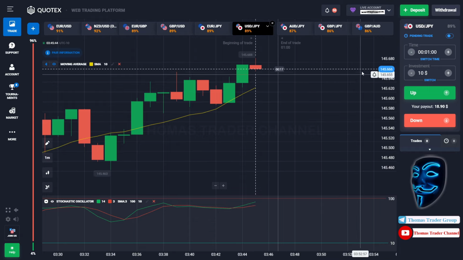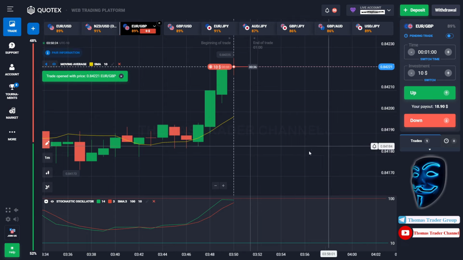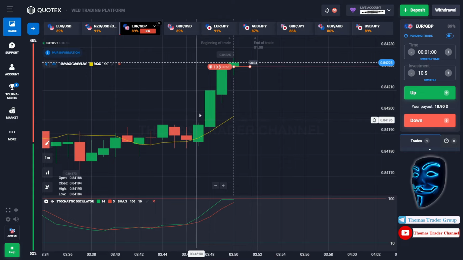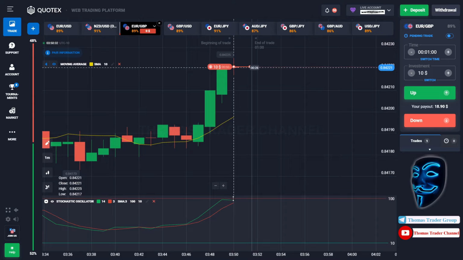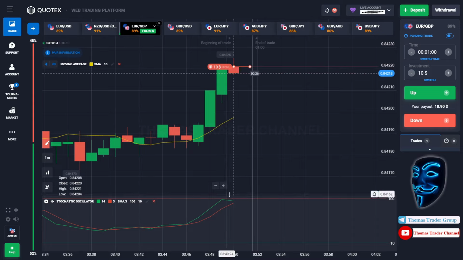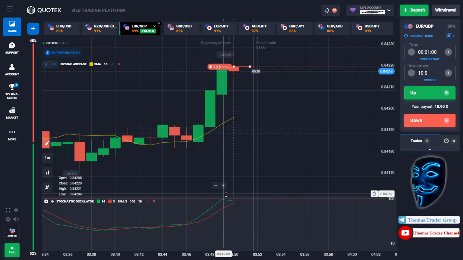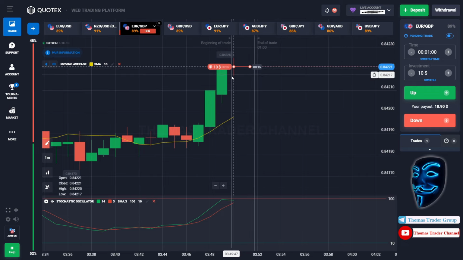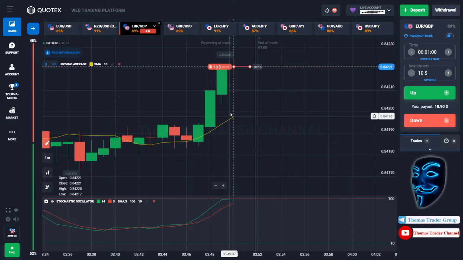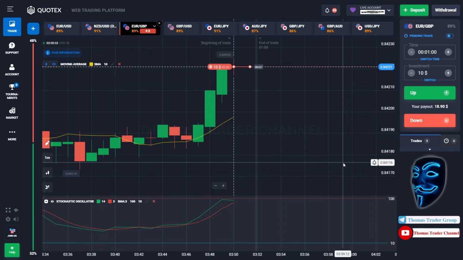Let's find the market. Over here we can open sell for 1 minute. As you can see, the market is going bullish, but the market has already touched the overbought area. When the market has the overbought area, the market will make a rebound and the market will make a correction to the moving average line before it continues the bullish trend. Let's profit and let's wait till the end of our trade.